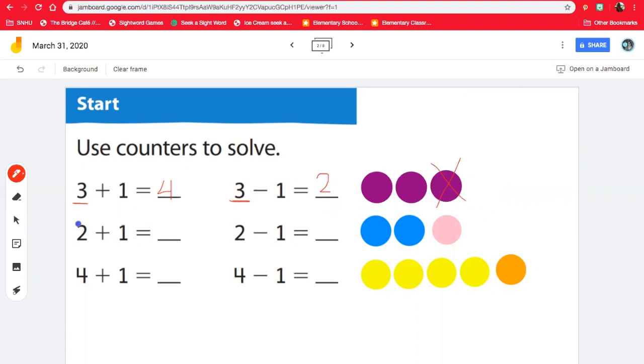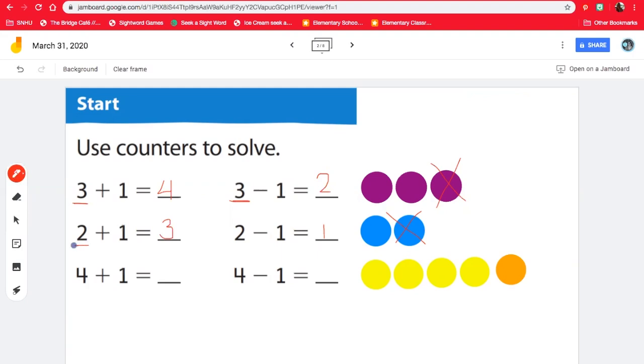Let's look at the next problem. 2 plus 1. I see 2 blue counters over here and 1 pink counter. So let's put 2 in our calculator and count on by 1. 2, 3. So 2 plus 1 is 3. Our total is 3. 2 take away 1. So we have 2 blue counters. I need to take away 1 blue counter. How many counters do I have left that are blue? 1. So 2 take away 1 is 1.